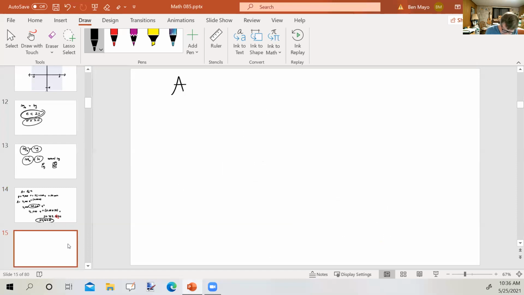Again, we're going to use A equals P e to the RT. In this case, P is 15,895, R is negative 2%, and T is 16 years. Now, notice that the rate is negative. So this situation is not going to be growing, it's going to be decaying.